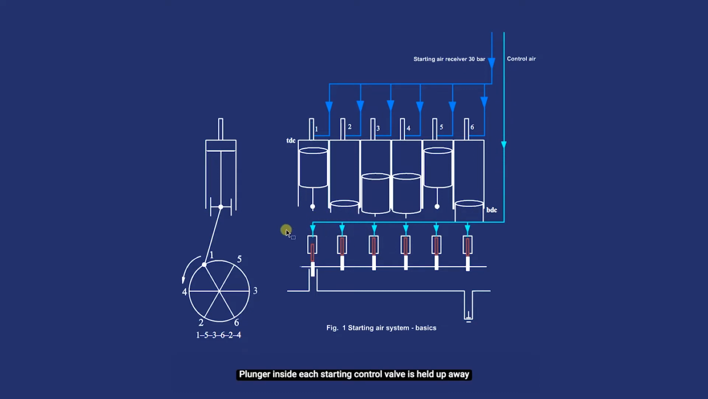The plunger inside each starting control valve is held up away from its cam by a return spring. However, during the starting air kick, the plungers are forced down on their cams by the control air. Depending on where on the cam profile the plunger lands on being forced down, a plunger will either travel further or travel no further.